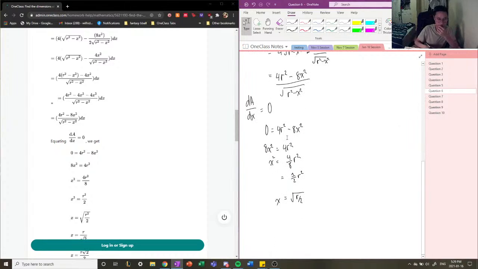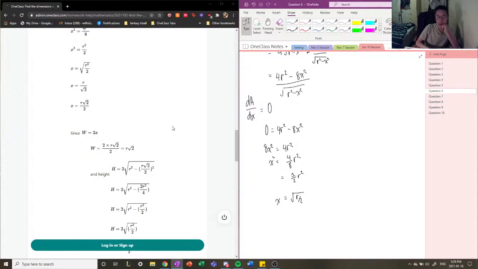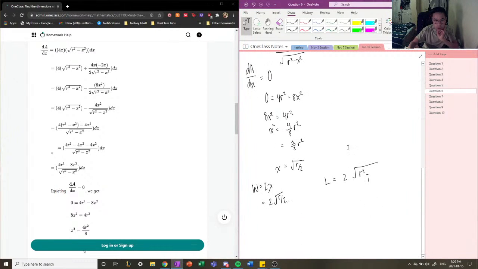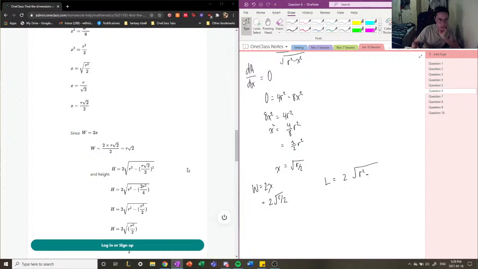Okay, so if x is equal to the square root of r divided by 2, then the width, which is equal to 2x, is going to equal 2 times the root of r divided by 2. Okay, and the length is going to equal 2 times the square root of r squared minus, what's length equal to again? Minus the r times the root of 2 divided by 2 squared.